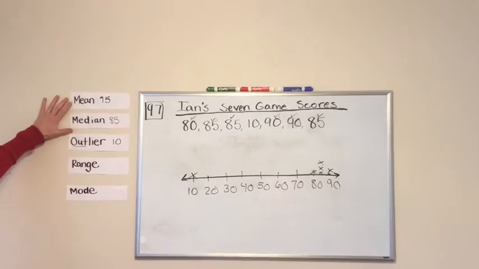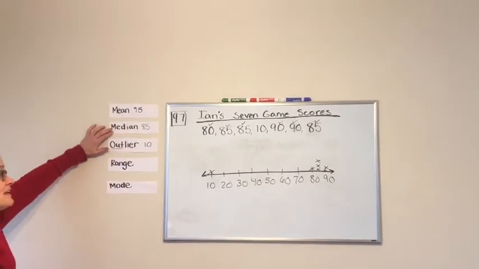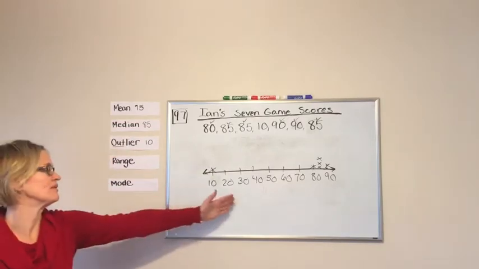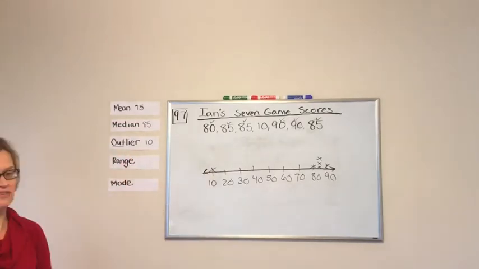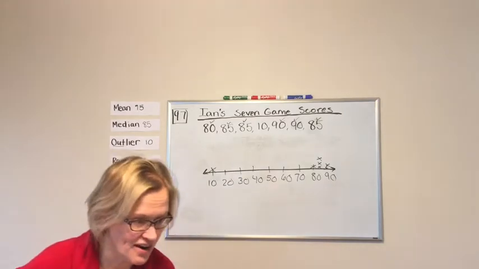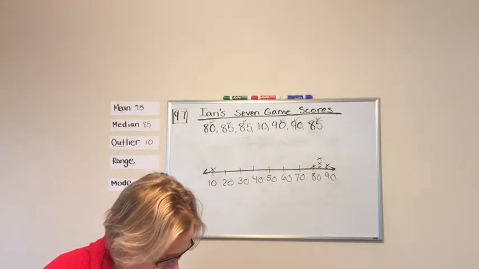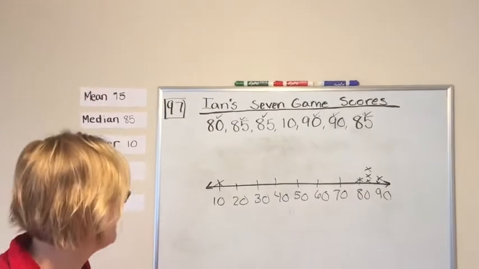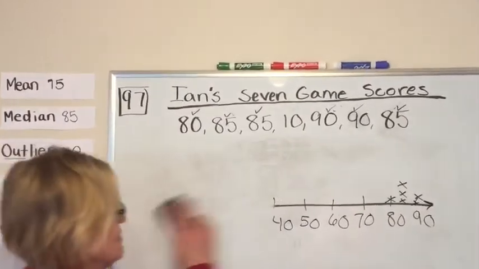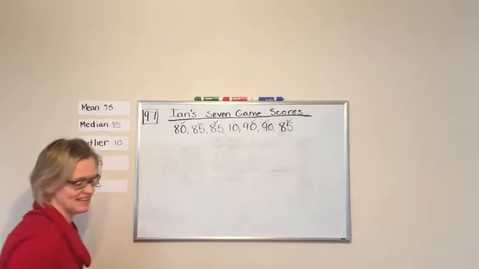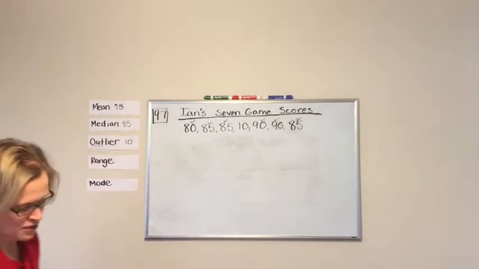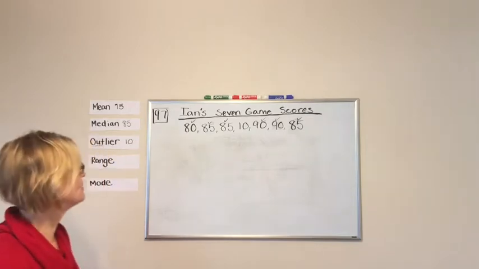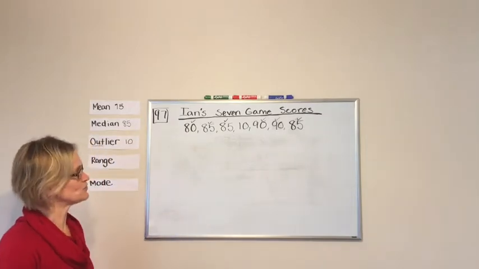So again, mean is average, median is what is in the middle, outlier is the number that's far away from your other numbers on your scores. All right, following me so far? You guys are doing fantastic. Our other term that we're working with today is range. Range is the difference between the largest number and the smallest number in your scores.